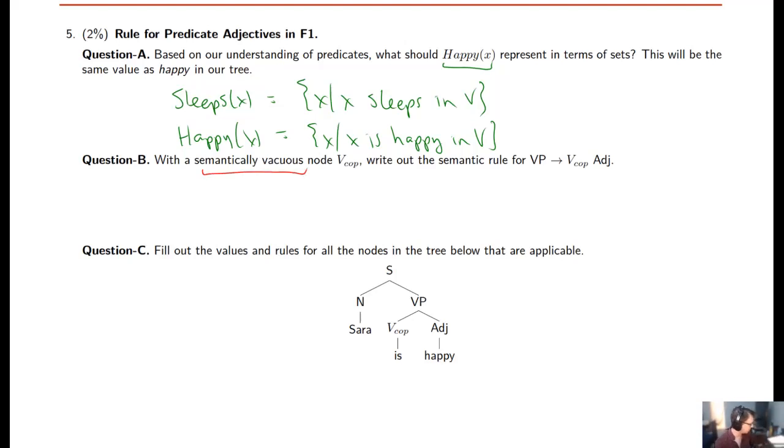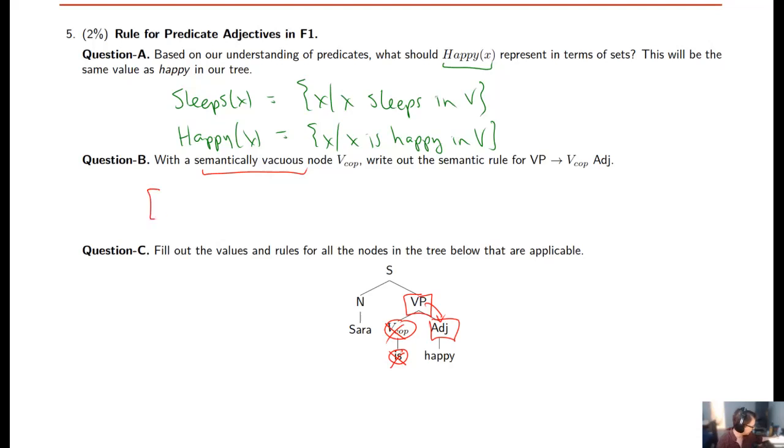And what this means is that the V copula "is" just doesn't have meaning. I think I wrote that out. So basically we ignore that in our trees. We just don't give those meanings. So what's the rule then? If VP has the same meaning as adjective, how can we write a rule that says that the VP has the same meaning as adjective?